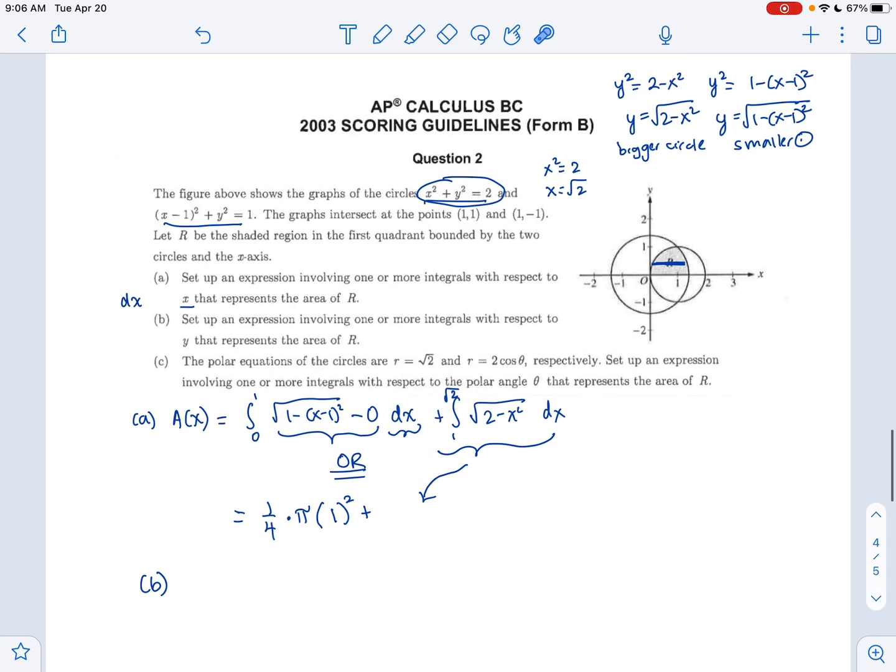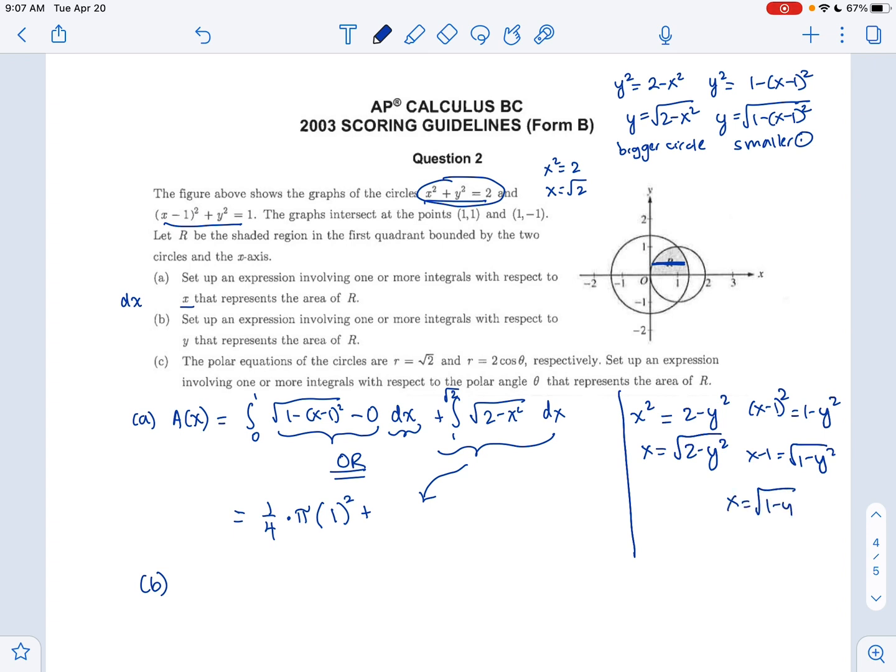The only difference is that with respect to y means that we have to solve all our equations so that it's in terms of y. So I'm going to do that down below here. So x squared equals 2 minus y squared, and go ahead and solve both equations for that. So this is again the big circle. This is the little circle.